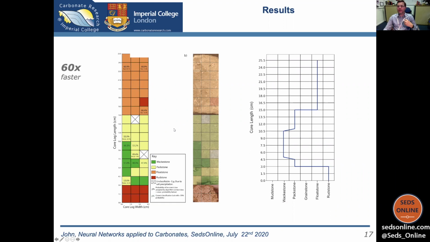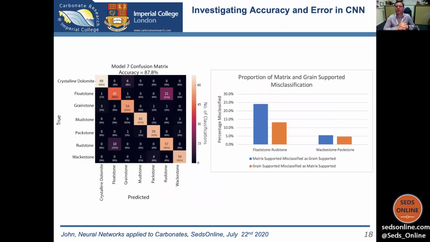So to use this type of technology is 60 times faster than if a human was doing it on their own. So it's very, very fast. Once you've trained your network, it's super fast to do the cores. The resolution is also 10 times higher than you would normally describe a core, which might be a good thing or a bad thing if you don't want too much data. But anyway, it is at a much higher resolution. And the accuracy is actually not bad. On this pilot study, our best model was 88% accurate, meaning that in 88% of the cases, we got the right answer. So let's look at where the errors were, because that's interesting.